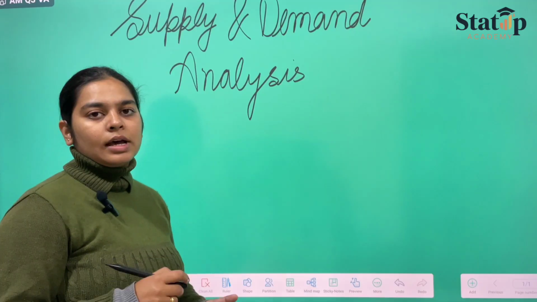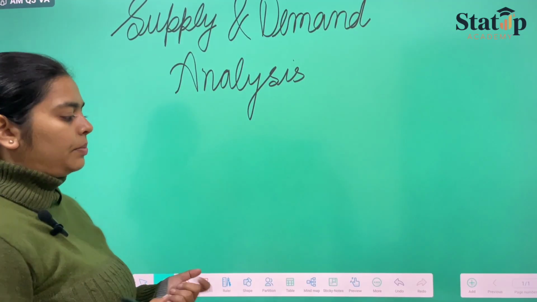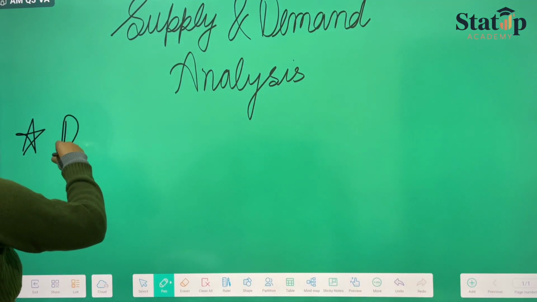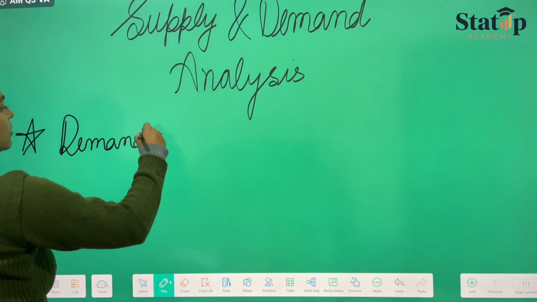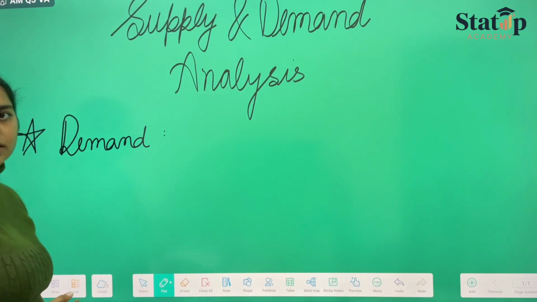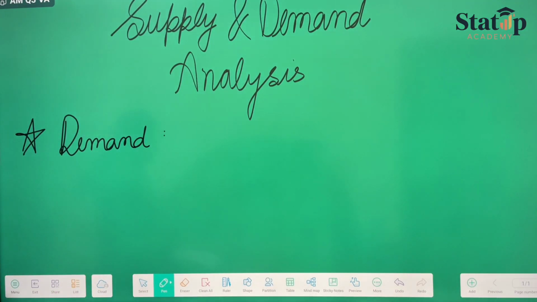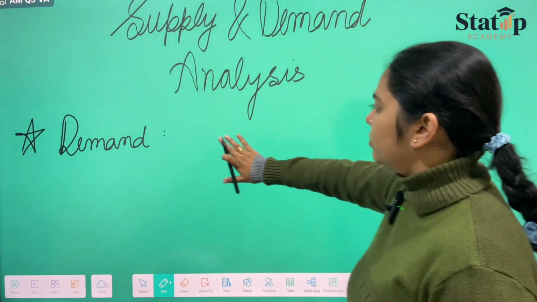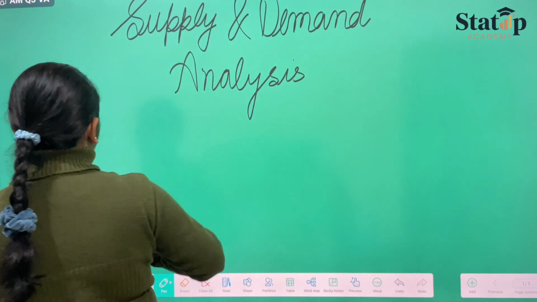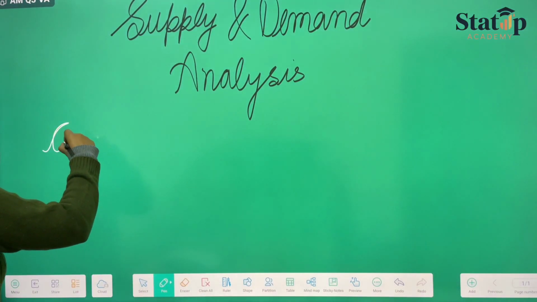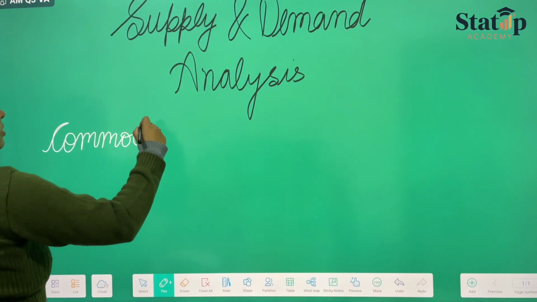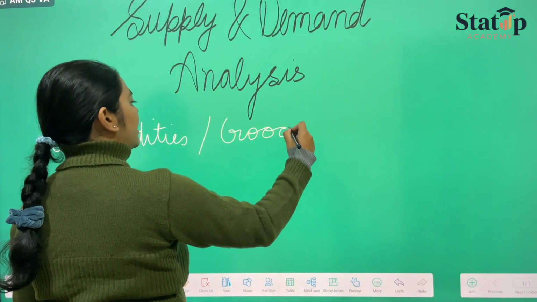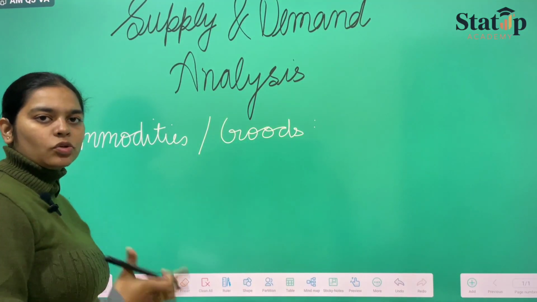Now we'll discuss one by one every detail of supply and demand. First of all, let us discuss what demand is. Before demand, let us discuss commodities. Commodities or goods, the things that we use in our daily lives, are known as commodities or goods.